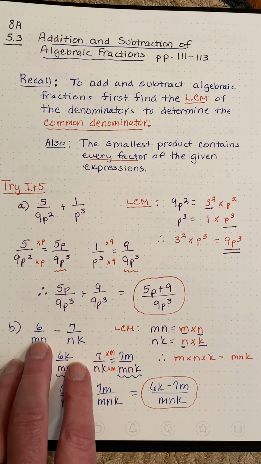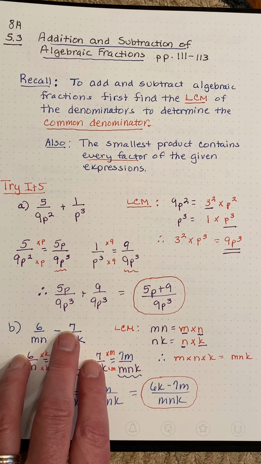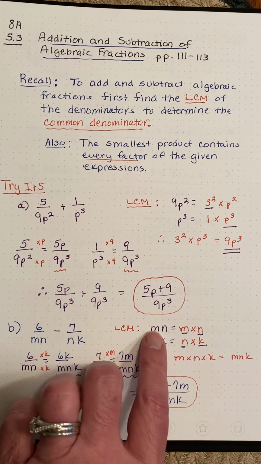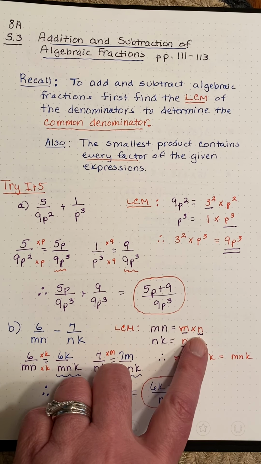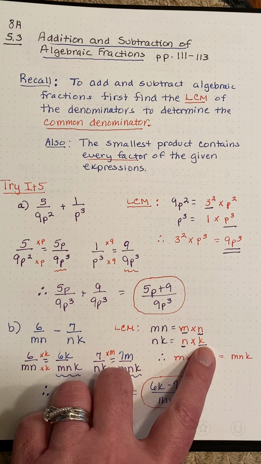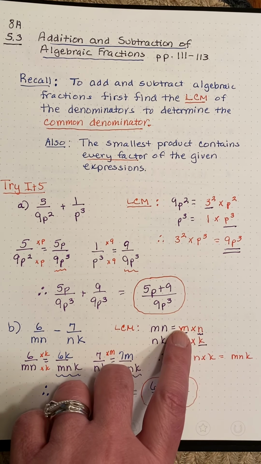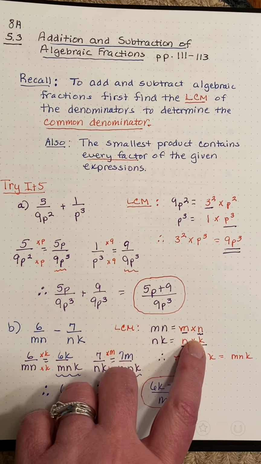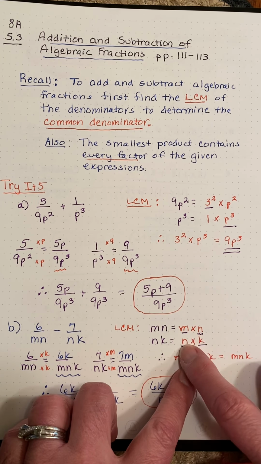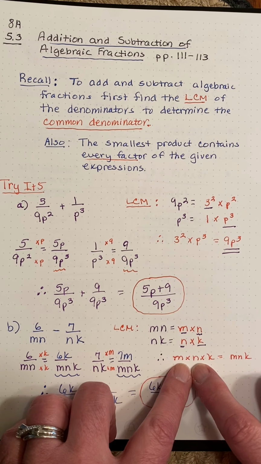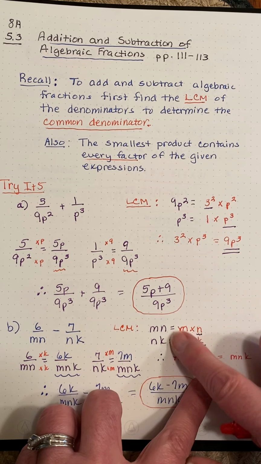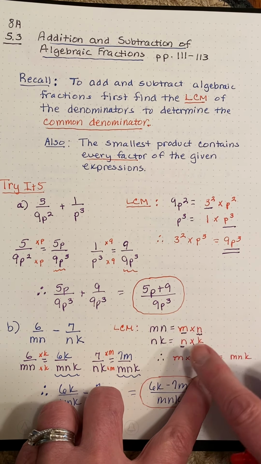Going to example B, I have a negative thrown in there. So I have 6 over mn minus 7 over nk. So for my lowest common multiple, mn is simply m times n, nk is simply n times k. So I need to take all of this, so there's only one m, so I keep it. There are two n's, but they are both to the first power, so I just keep the n. And then there's just one k, but I need to keep that also because I need the factors from all of this. I can't just throw them out.